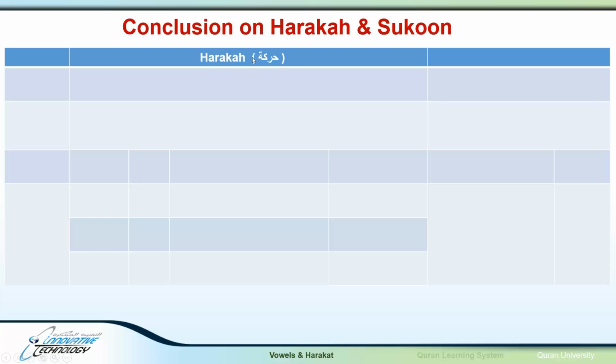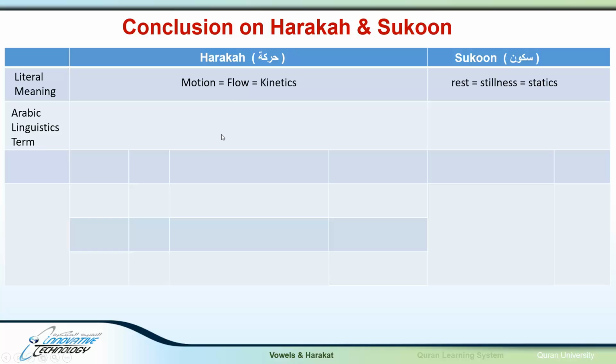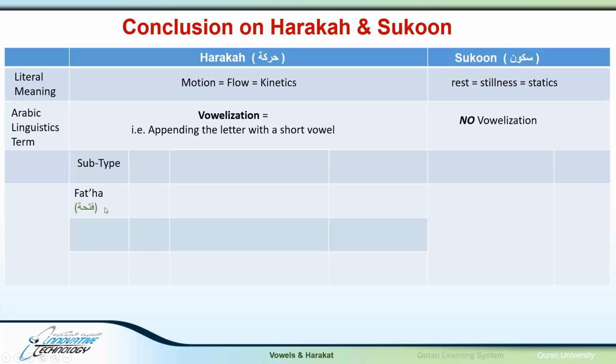In this table, we'll conclude what we have just learned over the last few minutes. We've learned that there is a term called haraka, which literally means motion, flow, kinetics, versus another term called sukun, which literally means rest, stillness, statics. And in the Arabic linguistic terminology, haraka means vowelization, that is, appending the letter with a short vowel. Sukun, on the other hand, means non-vowelization. The haraka has three subtypes, fatha, dhamma, and kasra. Now, the vowel added with the fatha is the a, the vowel added with the dhamma is the u, and the vowel added with the kasra is the e.